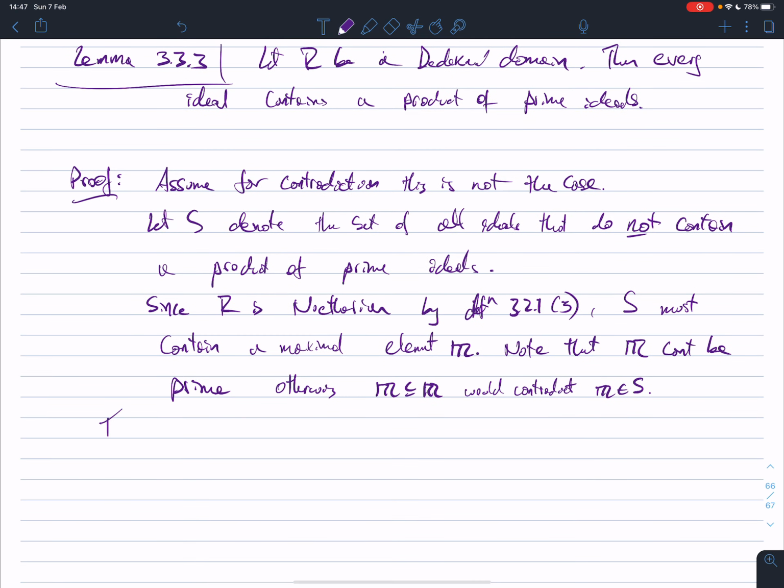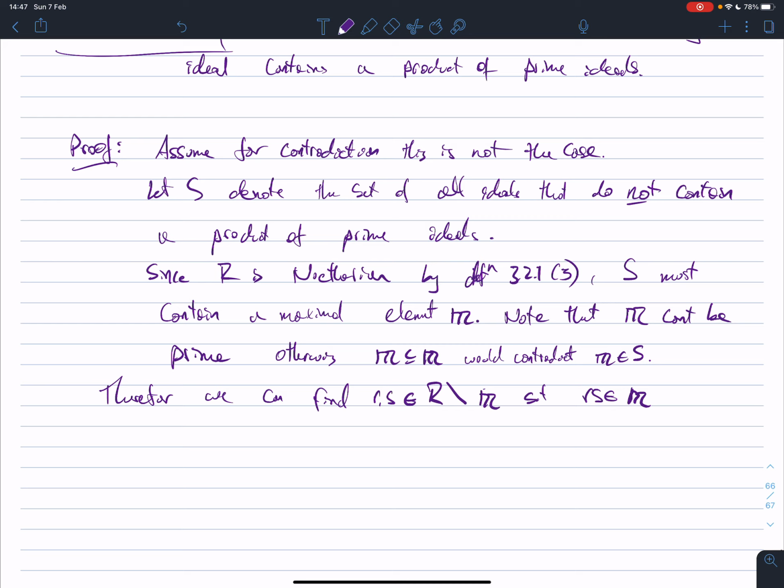Therefore, what does this mean? Therefore, since it's not prime, we can find two elements, r and s, in R, not in m, the set of elements in R which aren't in m, such that rs is in m, because it's not a prime ideal. It doesn't contain a prime ideal, so I can find such elements.